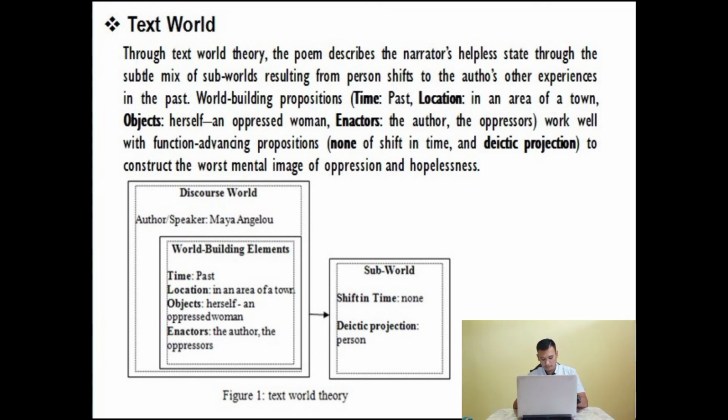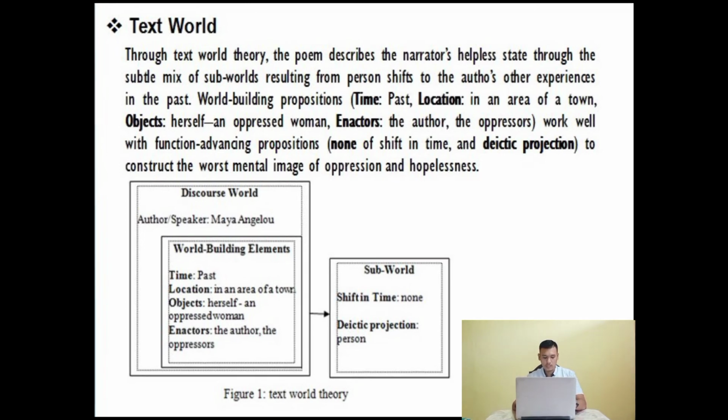The second, middle square is the text world, or the world-building element, which includes time, location, objects, and actors. The time based on the poem is past, and the location is an area of a town. The object is an oppressed woman, which is Maya herself, and then the enactors are the author and the oppressor. And then the third square, the smallest one, is the subworld.